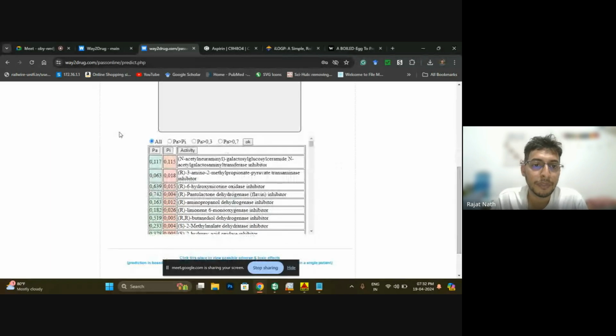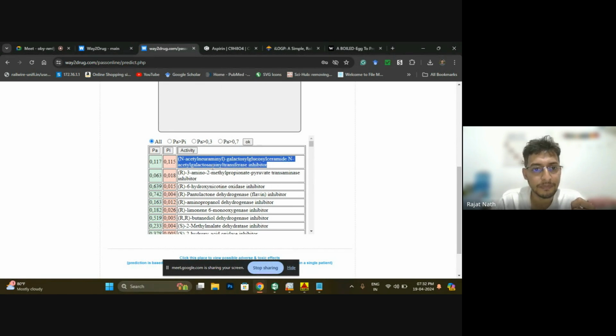PA means probability of activity and PI means probability of inactivity. That means if the PA value is higher than the PI, there is a higher chance of showing this activity by this compound. And if the PI value is higher than the PA, the probability of not showing this activity is greater than the possibility of showing this activity.